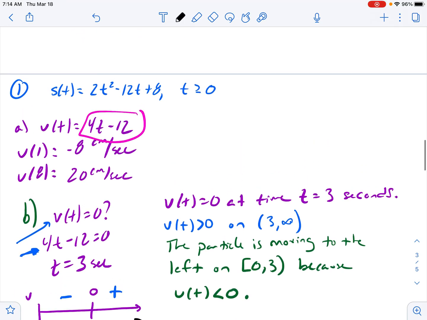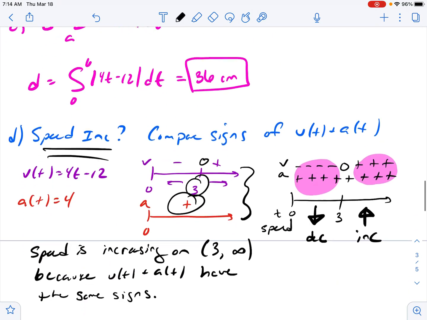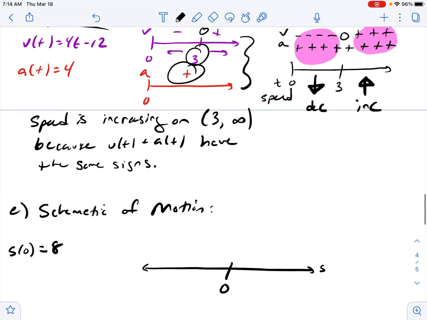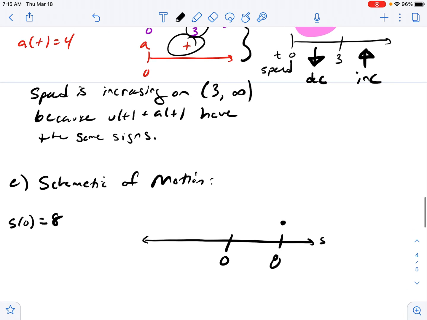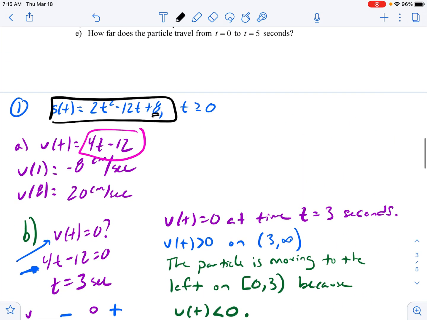So I'm going to go back to my S function, plug 0 into this thing. It looks like we'll get back 8. So there's our initial position. We're starting at position 8. There's a dot, okay? Then I need the position anytime I change direction. Right, we change direction at time 3 here. So now I'm going to evaluate position at time 3.